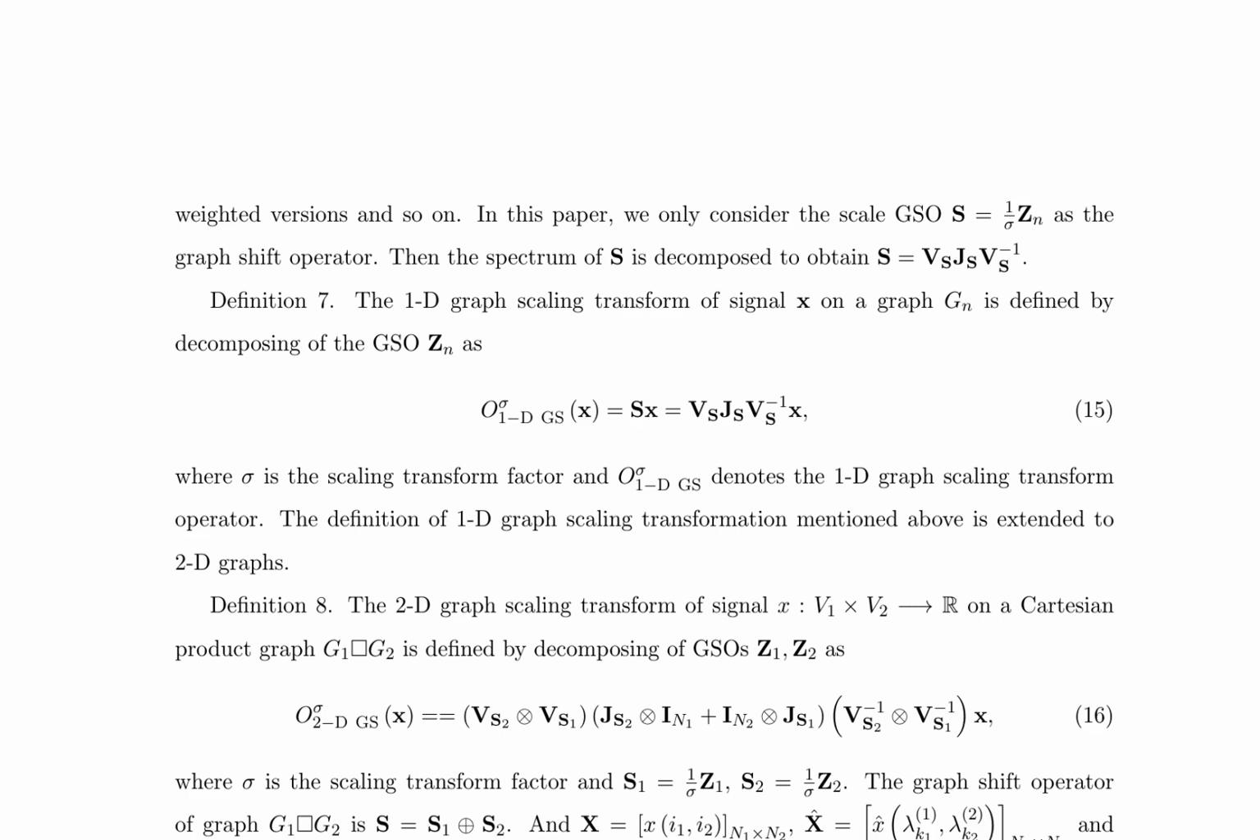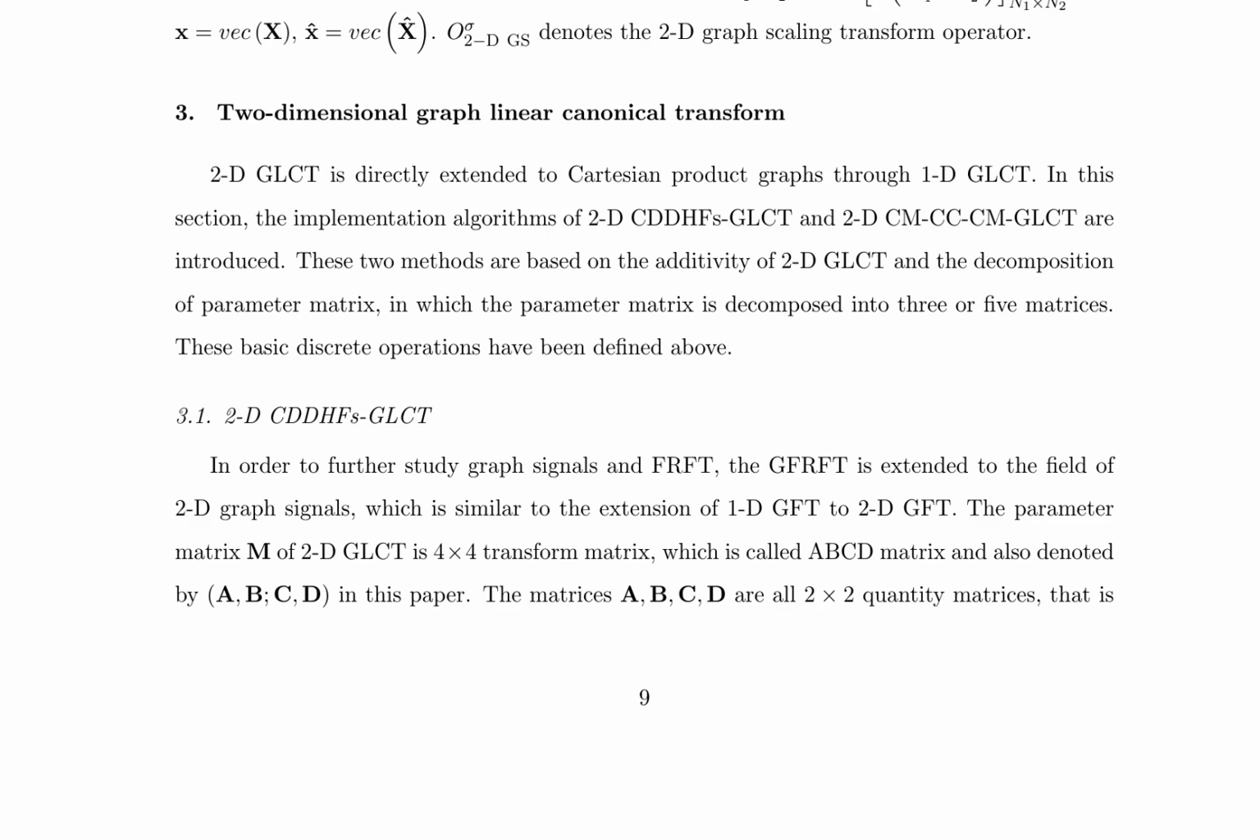Furthermore, the 2D graph linear canonical transform, GLCT, is introduced as an extension of the 1D GLCT to Cartesian product graphs. The implementation algorithms for 2D CDDHFs-GLCT and 2D CM-CC-CM-GLCT are discussed, focusing on the additivity of 2D GLCT and the decomposition of the parameter matrix into 3 or 5 matrices. These basic discrete operations have been previously defined.